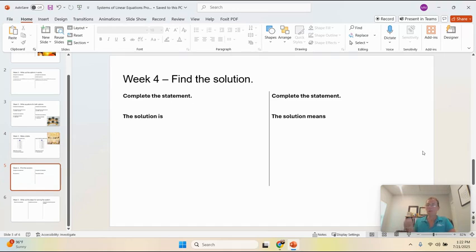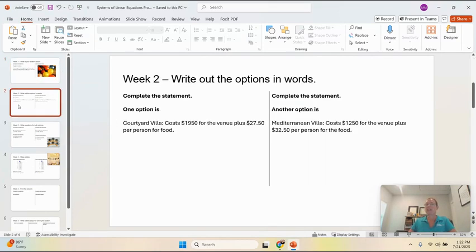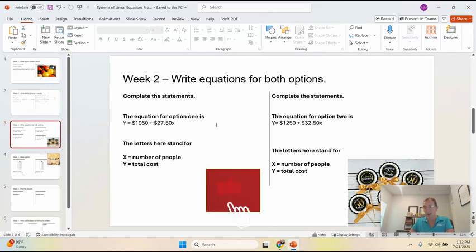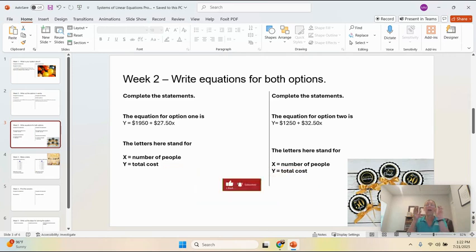And as you remember, we've been building this example. Back in week 1, we described the problem. For my example, we're having a 60th wedding anniversary for my parents. We're going to budget to see how many guests we can afford. Then in week 2, we wrote out in words the two options that we had. For my example, we were having the courtyard villa and the Mediterranean villa. Then we wrote equations for both of those scenarios. And you'll remember we had a flat fee plus a per person fee.